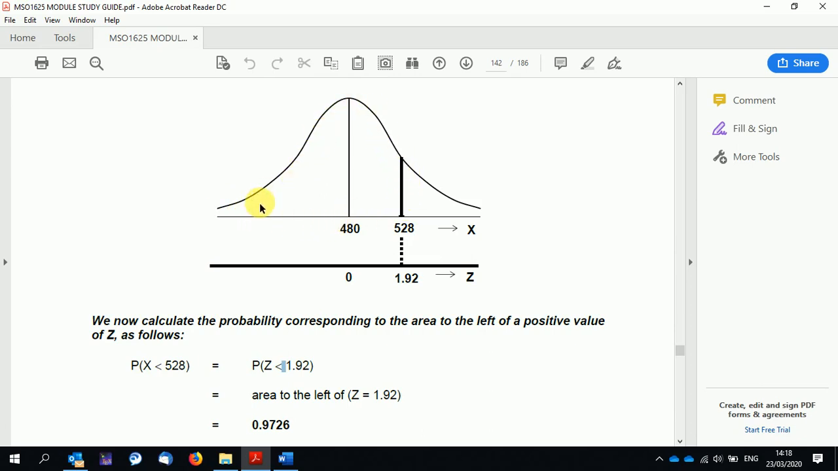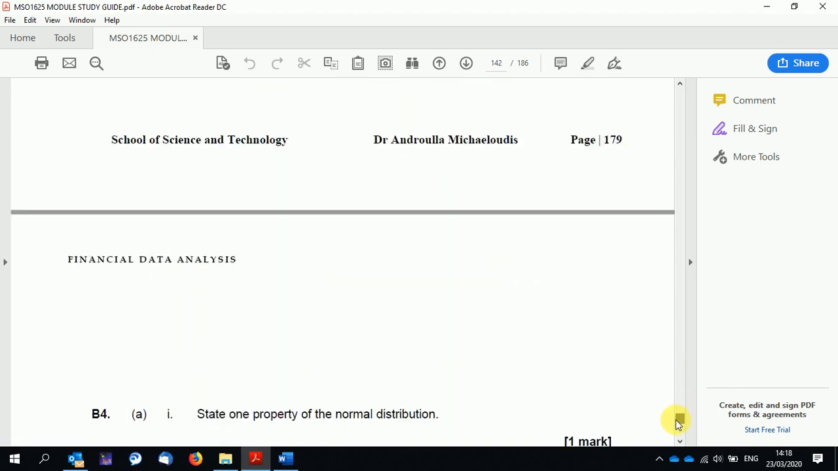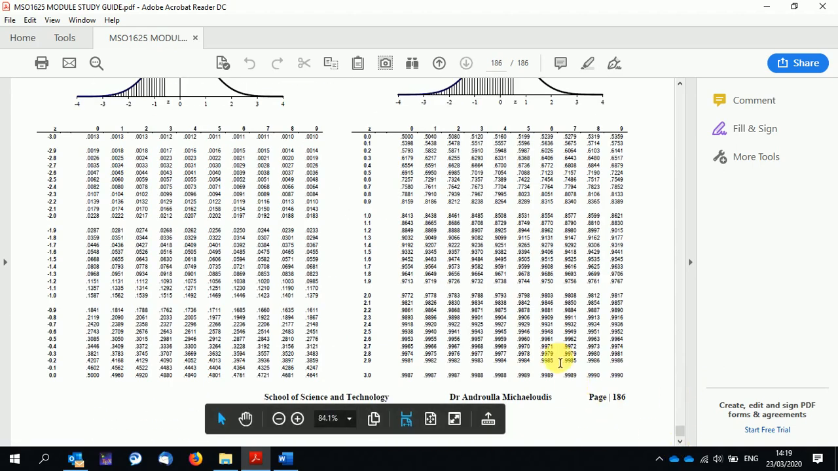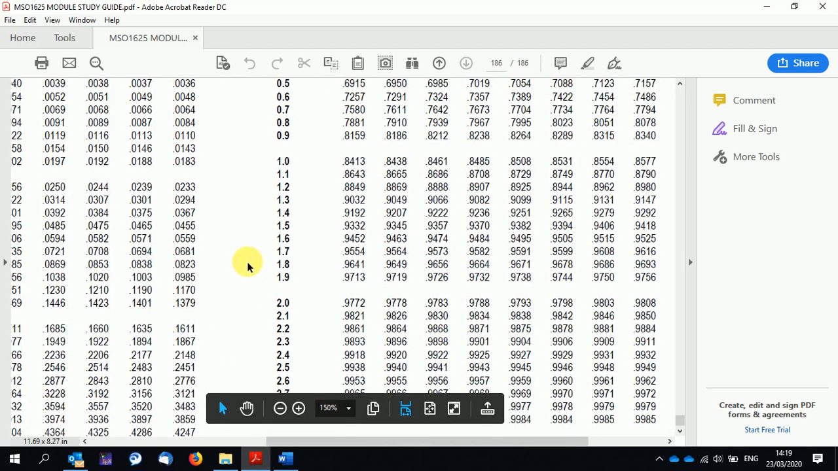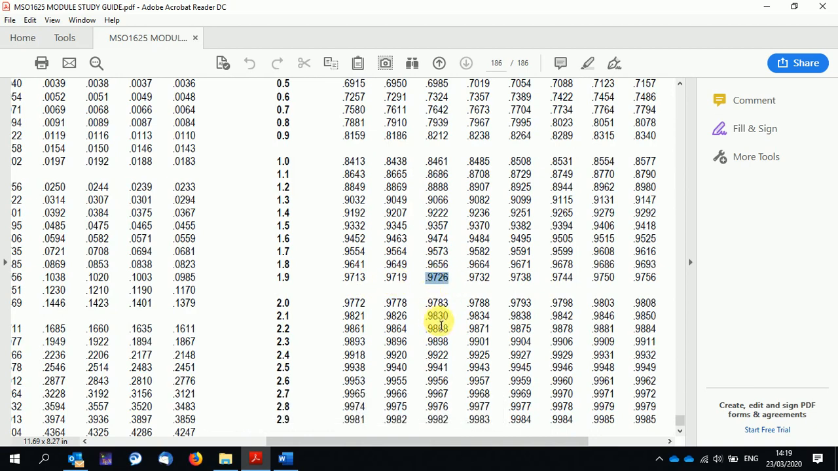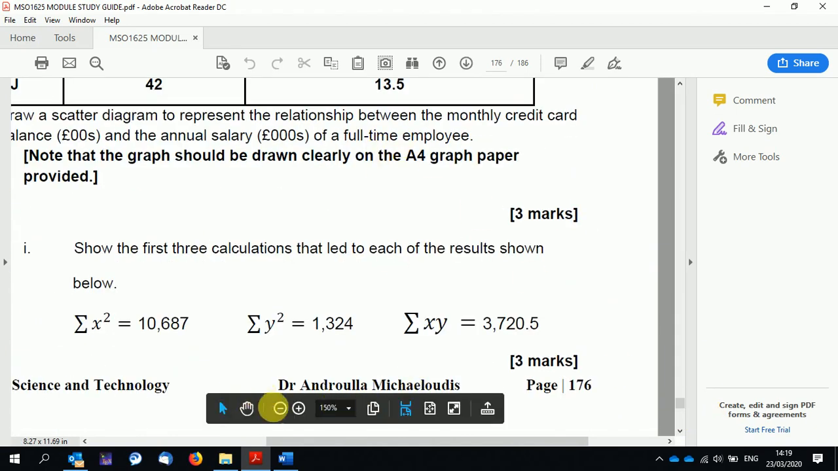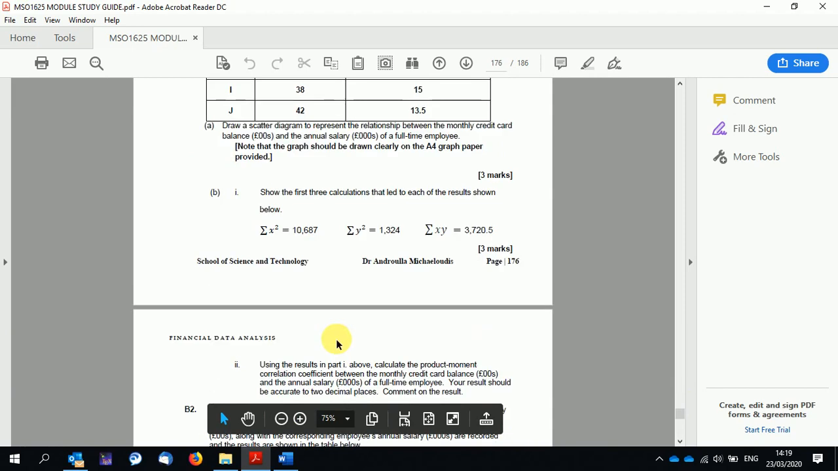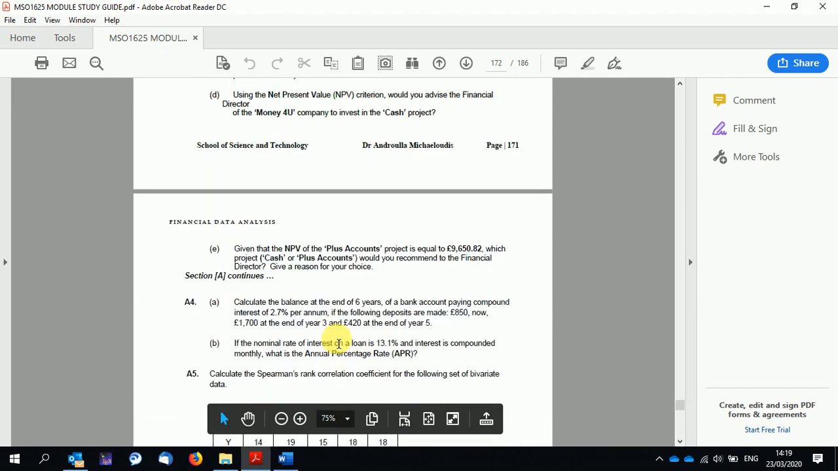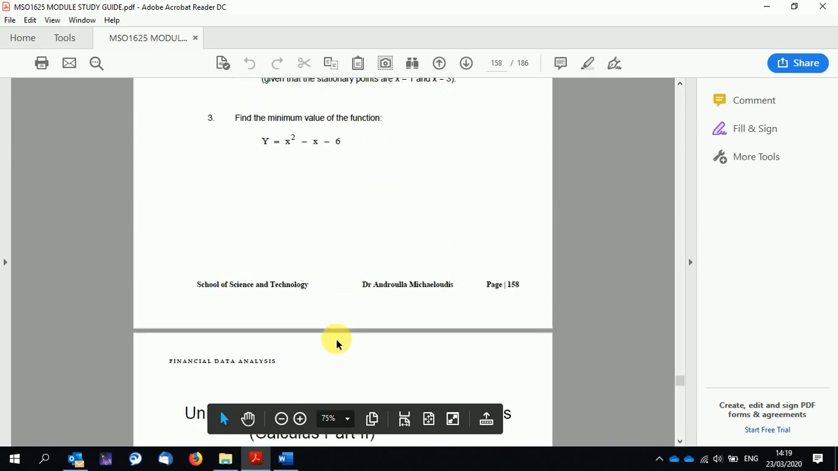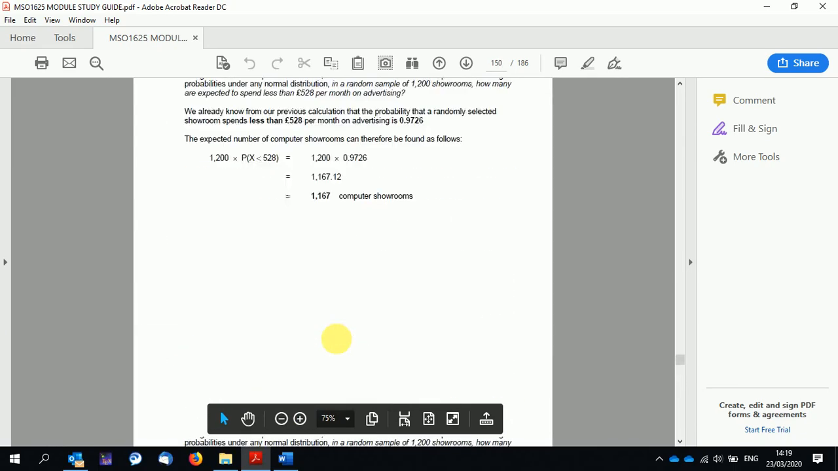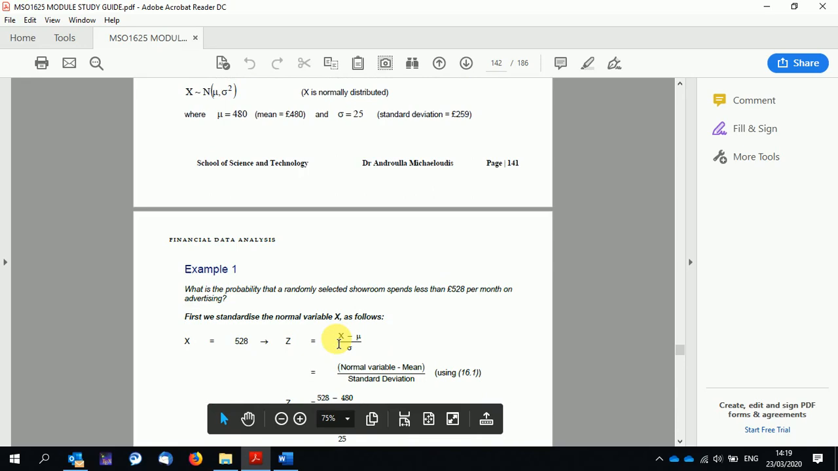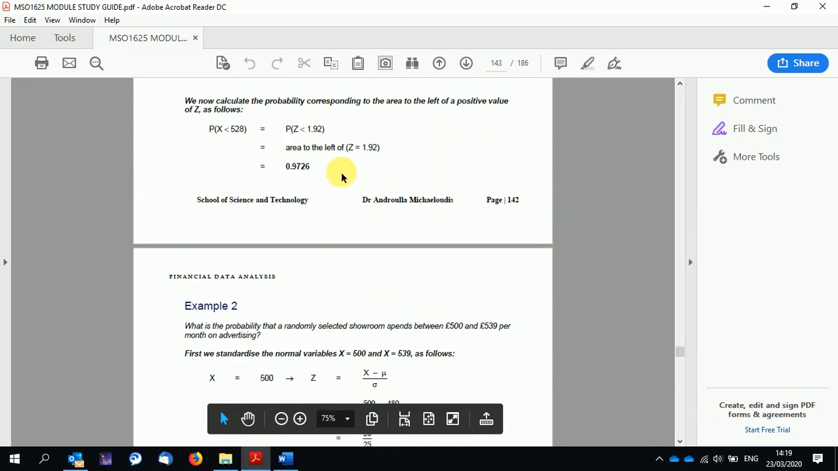Less than is on the left, and you can scroll down and find the table of values to find 1.92, which is around, that's 1.90, 1.91, 1.92 is here. The probability answer is 0.9726. That's the answer for that question there. Right. There you go. That's the answer.